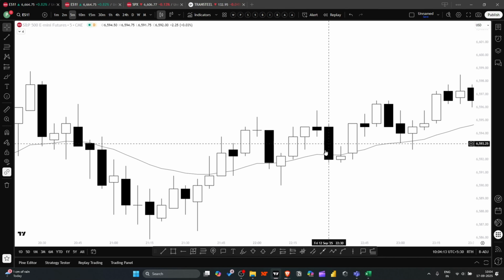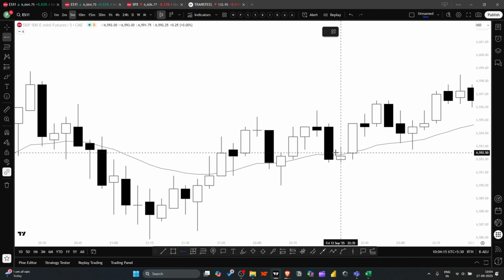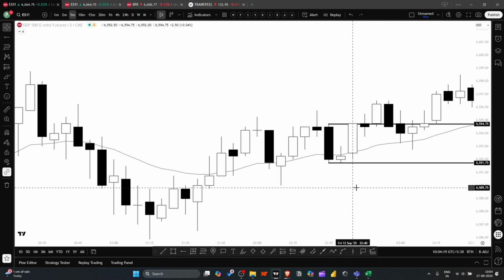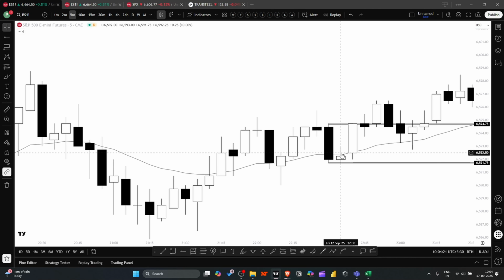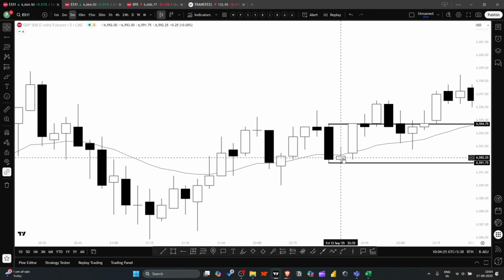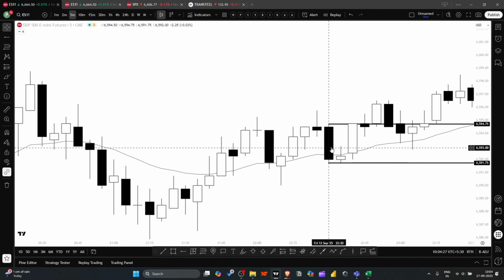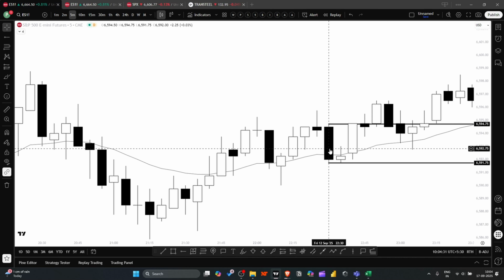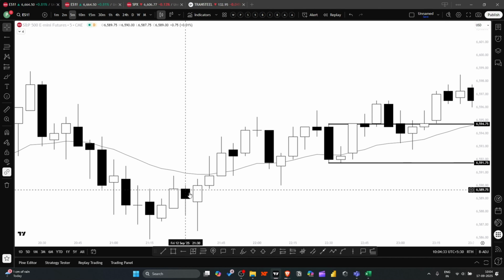So this is the range of this candle, low and high. This candle's range is completely inside this candle's range. So this bar is an inside bar. It's inside the range of this previous candle. What is an outside bar?